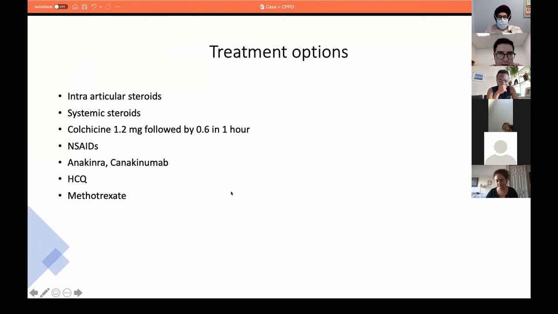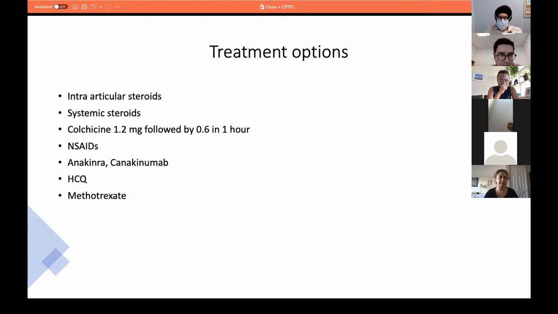So as far as treatment goes, it depends on the case. If it's one joint or two joints, intra-articular steroids will be preferable. If the patient has polysynovitis, if they don't want any injections, then systemic steroids will be better. You can also treat with colchicine, which is given similar to gout, 1.2 milligrams followed by 0.6 in an hour. NSAIDs can be given at inflammatory doses. So if you give naproxen, it should be given at the highest dose, 500 Q12 instead of 250 Q12. So whatever NSAID you give, you should give it at the maximal dose.